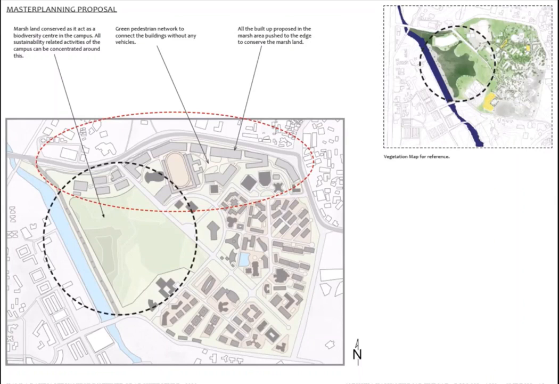This proposal mainly suggests that all the buildings that were proposed in the MMRDA proposal as a part of the marshy land is pushed back along the Hansburga edge.